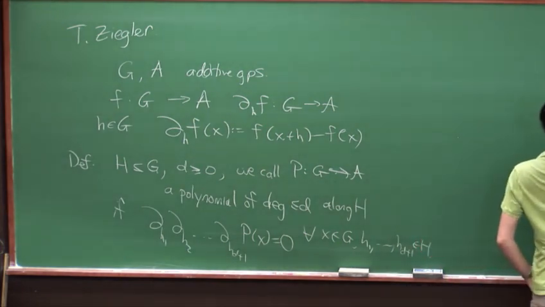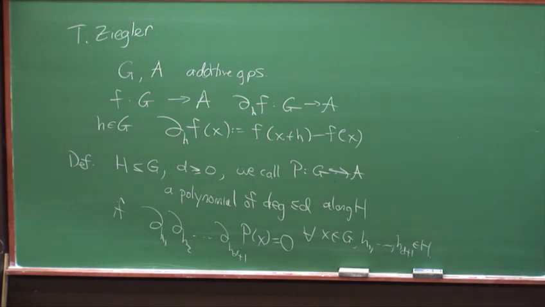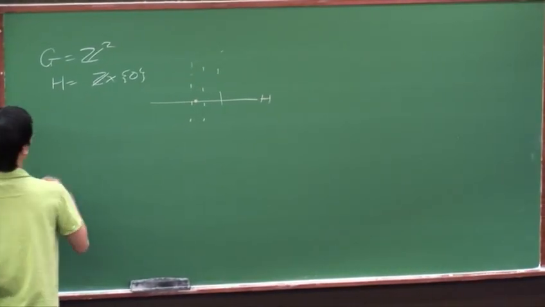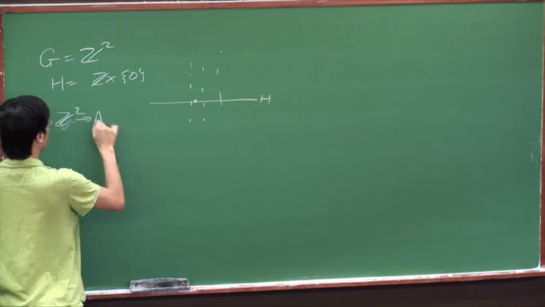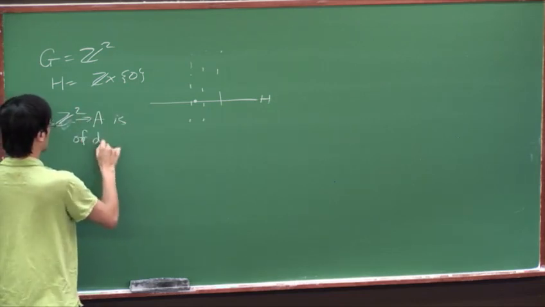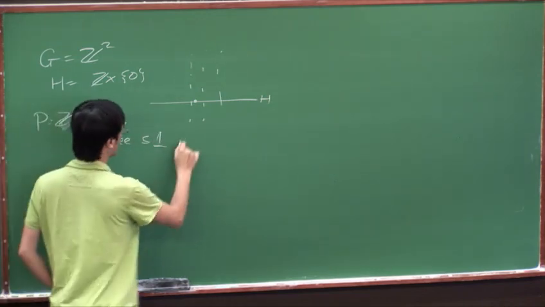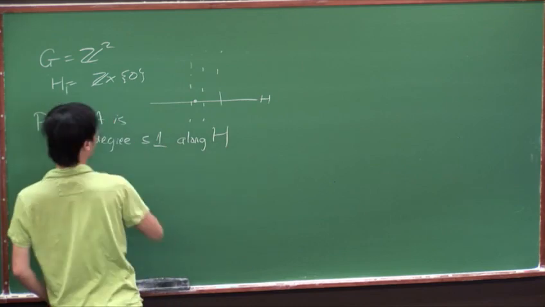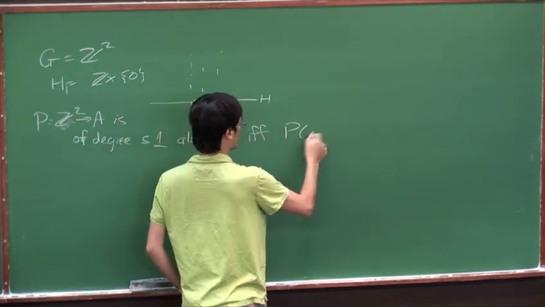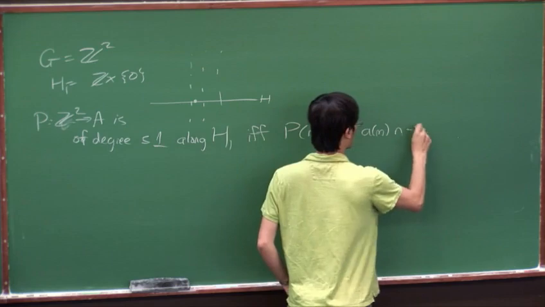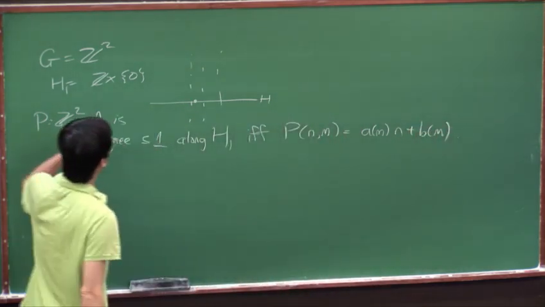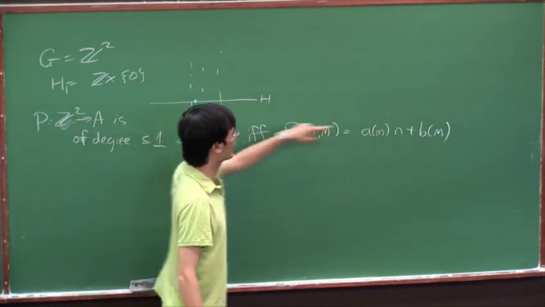For example, if G is Z squared, and H1 is the horizontal subgroup of Z squared, and A is anything, I don't care. A function from Z squared to A is of degree at most 1, so linear, along H1 if it takes the form P of n, m equals a of m times n plus b of m. So for every fixed m, for every horizontal line, it is a linear function in n.